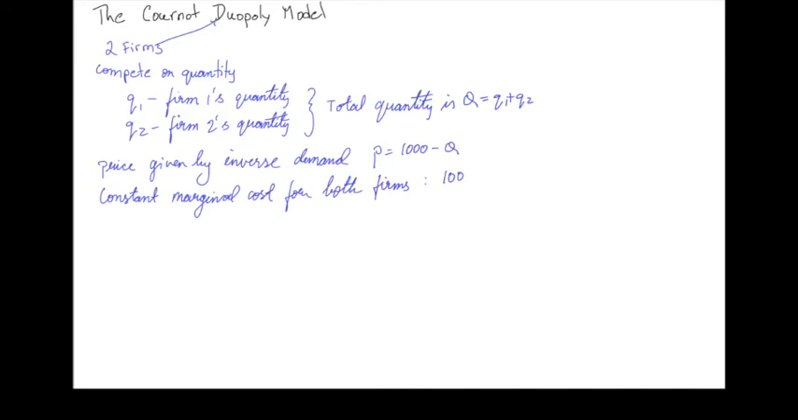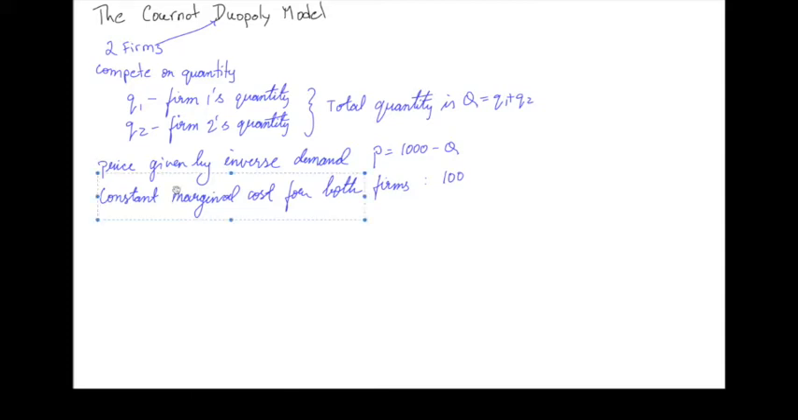I want to next show you some classical examples of applications of Nash equilibrium. One of the earliest examples is the Cournot duopoly model. There are two firms. These firms compete by setting the quantity that they're going to produce. Firm 1 produces the quantity Q1, firm 2 produces the quantity Q2, and so the total quantity is capital Q, which is Q1 plus Q2.